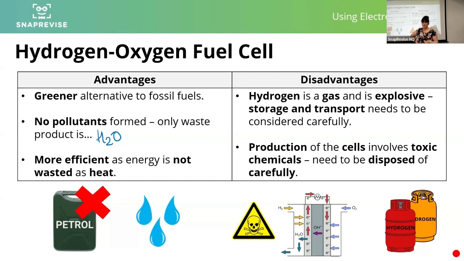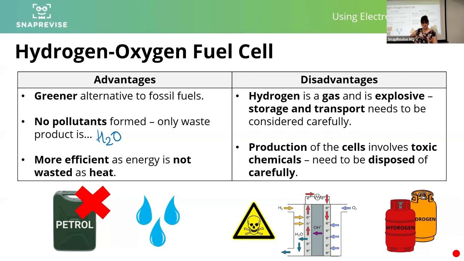We don't have infrastructure for moving large tanks of hydrogen gas around. So that needs to be considered. Also, unfortunately, lots of the cells, you might even have recognized it in terms of cells with your phones and other technological things, the production of those cells involves toxic chemicals, which need to therefore be disposed of carefully. There's also the use of all these raw materials, but that's kind of the same with everything.